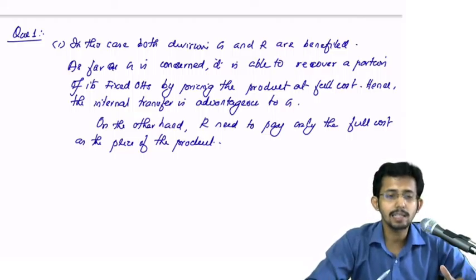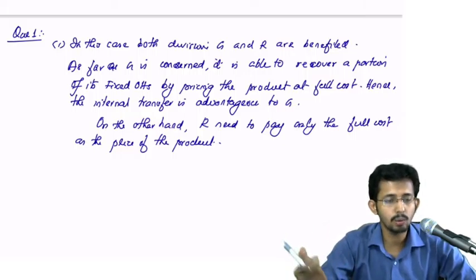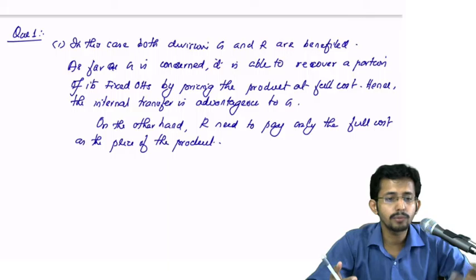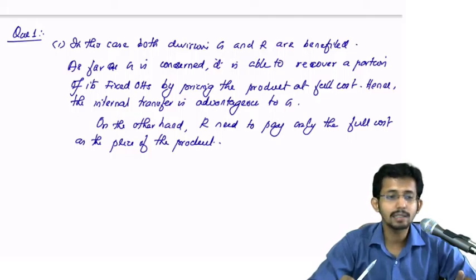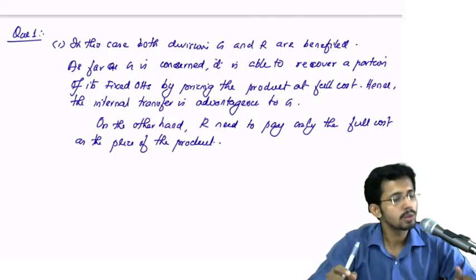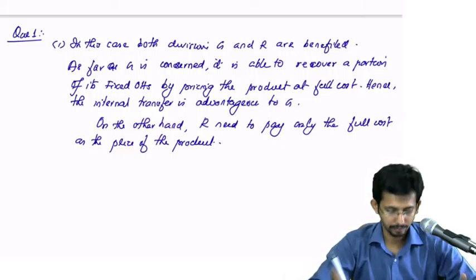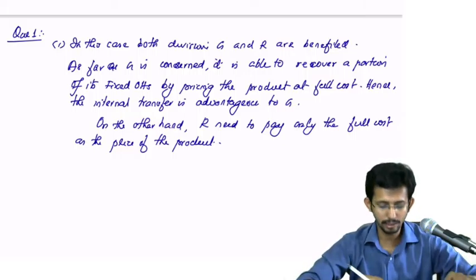Now what is the benefit for R? As far as R is concerned, if not for this internal transfer, if they were purchasing from the external vendors or outside vendors, they should have paid full cost plus markup. But here the transfer price is set at a price which is equal to the full cost only. There is no markup. So to that extent, the cost that R pays G is lower. So both the divisions are benefited out of it. Okay, so you can continue.